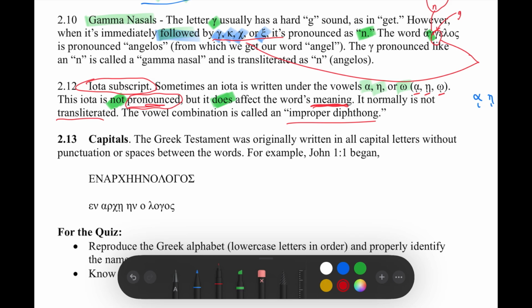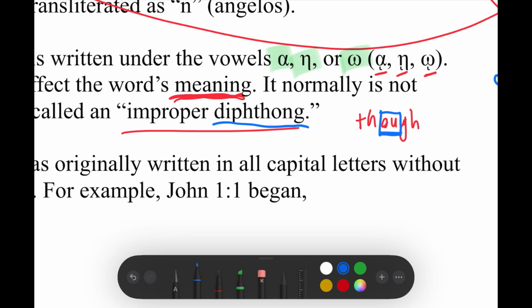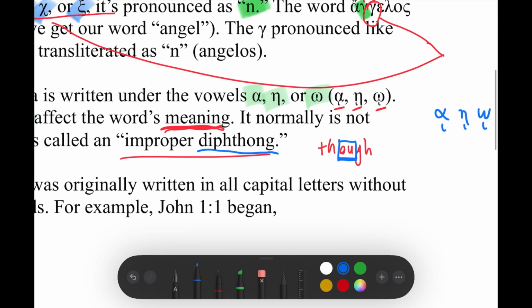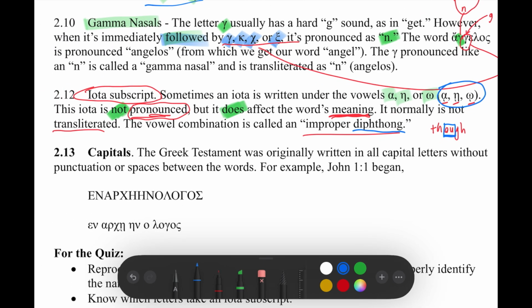So think of our English word "though." In that case, we don't pronounce the OU as two distinct letters, we pronounce them together as one sound. So that's called a diphthong. And in the case of these letters, these are called improper diphthongs. So they're pronounced together, but technically it's the iota that just doesn't get pronounced that allows them to be pronounced together.